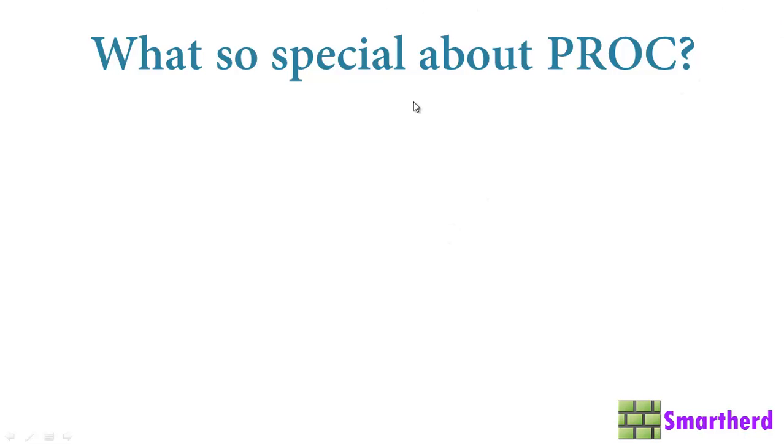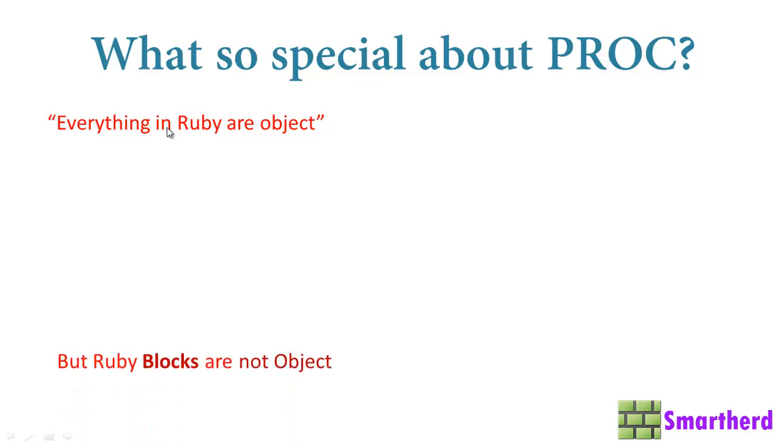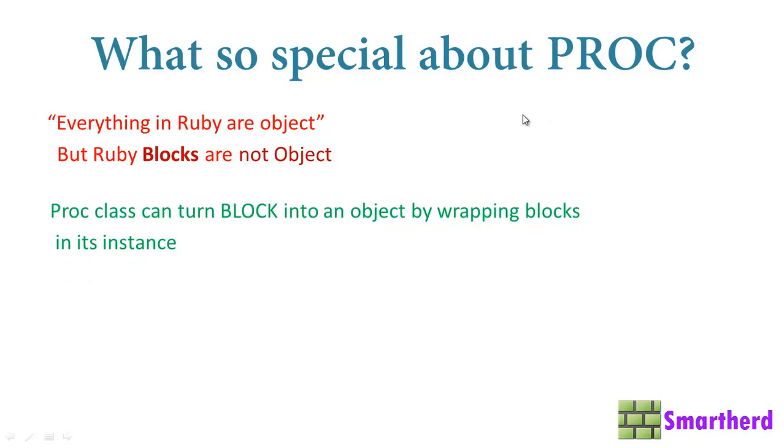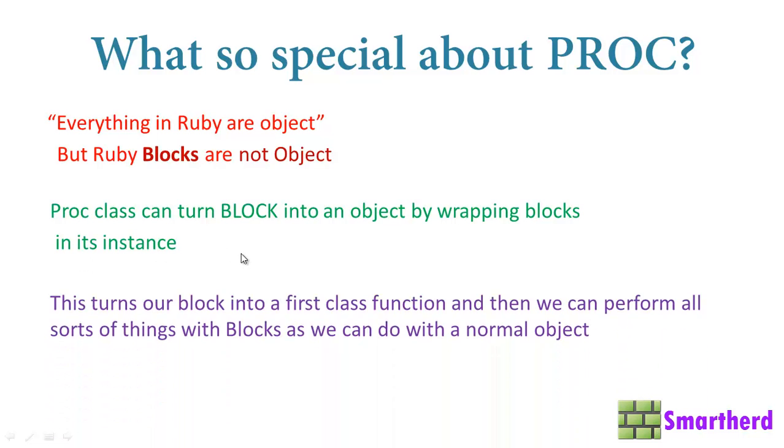So, what is so special about proc? Why are we using it? Earlier we read that everything in Ruby is actually an object, but the fact is Ruby blocks are not objects. So, in order to convert these blocks into an object, we are using this proc class. The proc class can turn a block into an object by wrapping the block in its instance. Right? Once we turn our block into an object, whatever operations we can do on a normal object, all those operations we can perform on these block objects too.